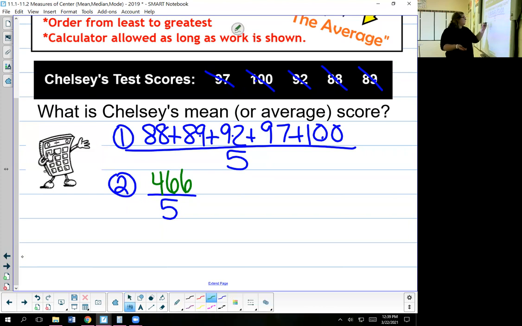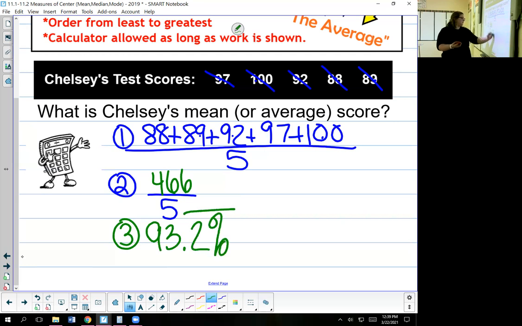Once you do this part, all you have to do is show me your final answer. So take 466. Now you have to press equals before you divide, so that's why I have you do this step. Then divide it by 5. If you got 93.2, her average score is 93.2%. So she's averaging an A. That seems reasonable, because most of her scores are around the 90s, right? So that does make sense.